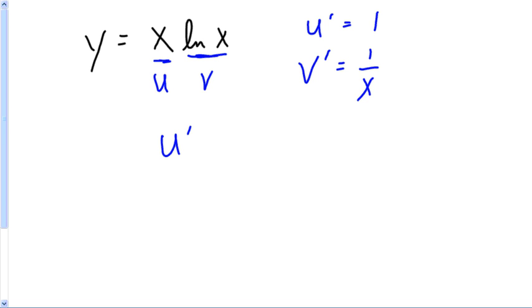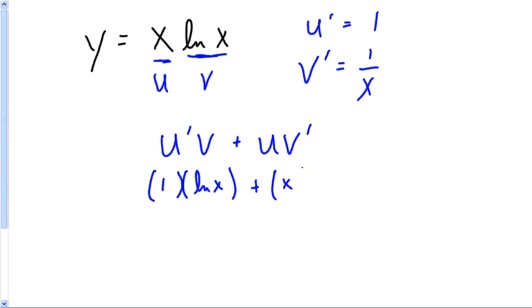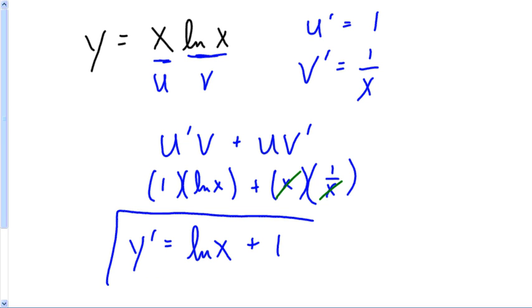So let's write our product rule, u prime v plus u v prime. So let's go with u prime, which is 1, times v, which is log x, plus u, which is x. Now this is cool, times v prime, which is 1 over x. So this gives us an answer of log x plus, if you take a look, those x's cancel. So this ends up plus 1. So there is my derivative, y prime equals log of x plus 1.